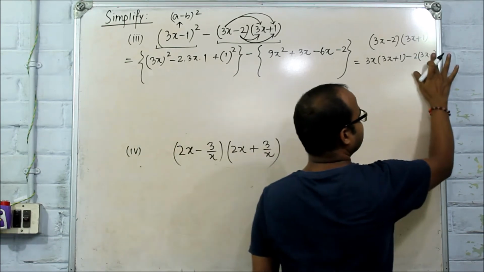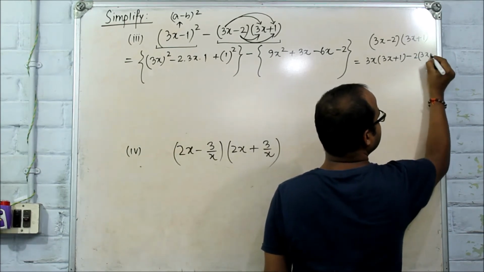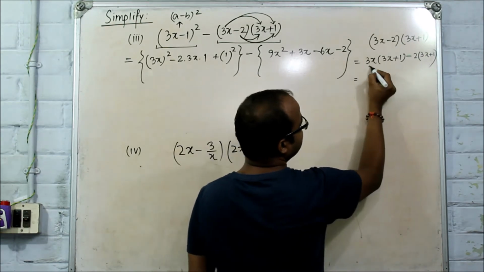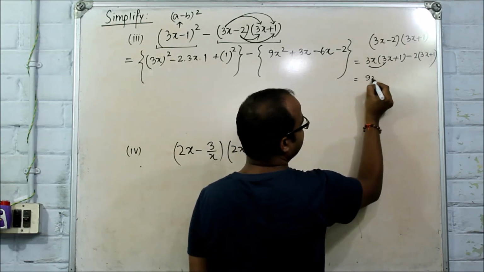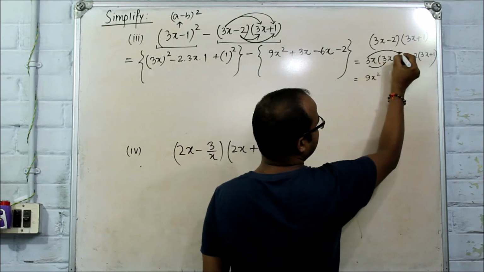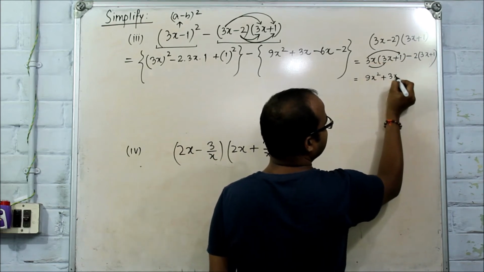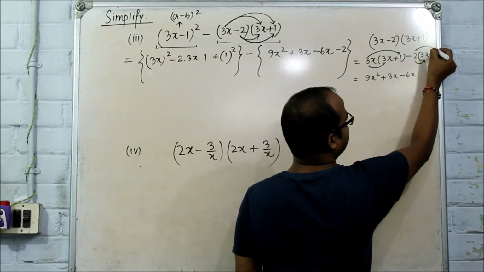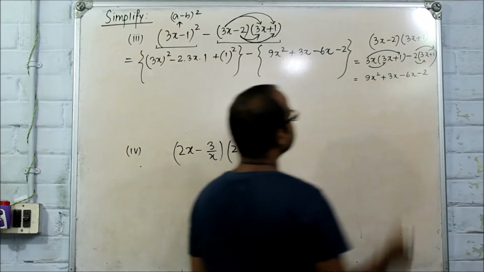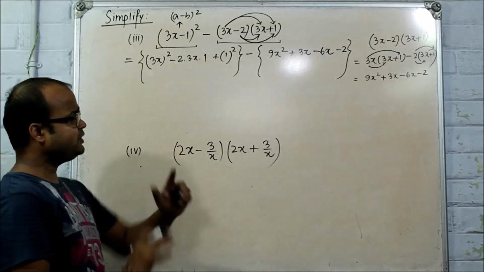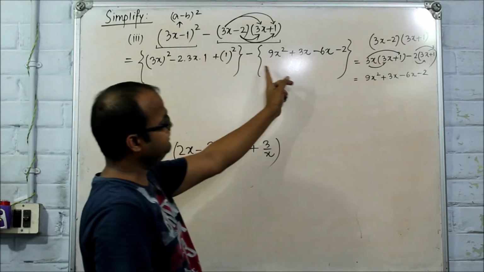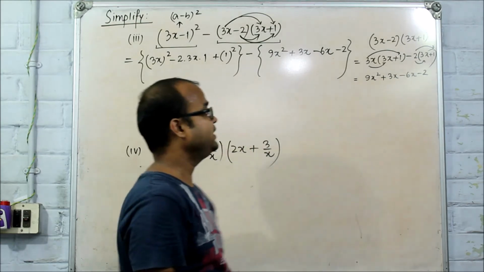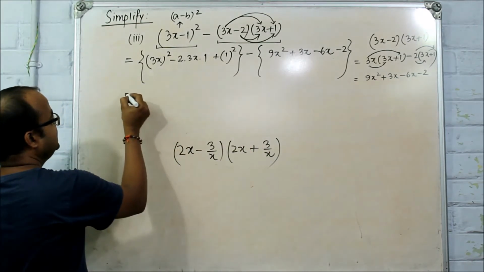Here this will be plus 1. Now if you multiply 3x into 3x, 9x square plus 3x minus 6x minus 2. So whatever way you are comfortable, if you directly multiply you can, or if you use the distributive law and then multiply, then also you can.